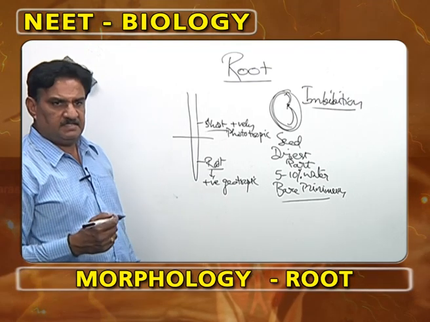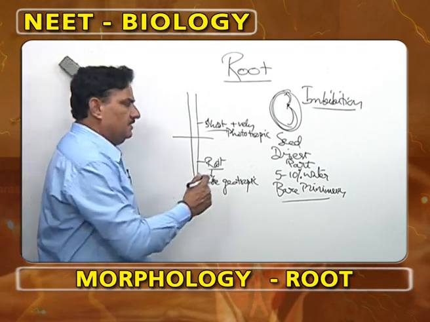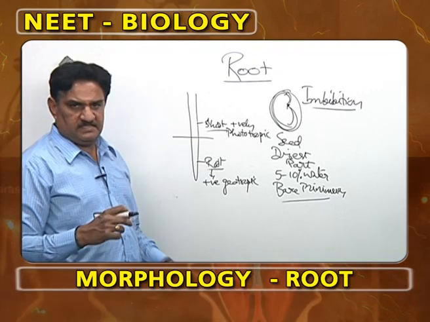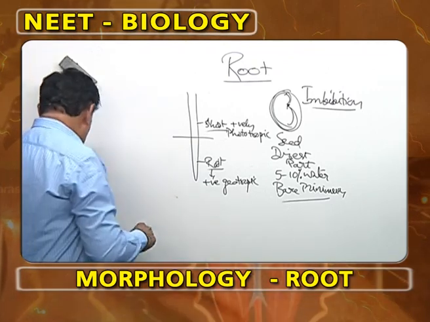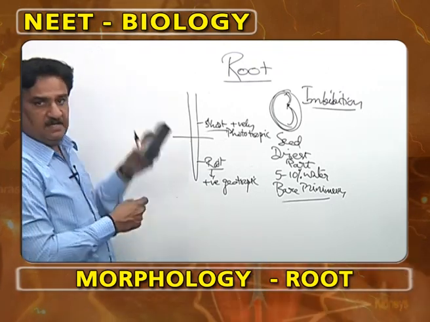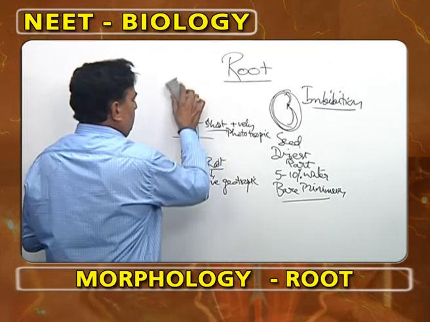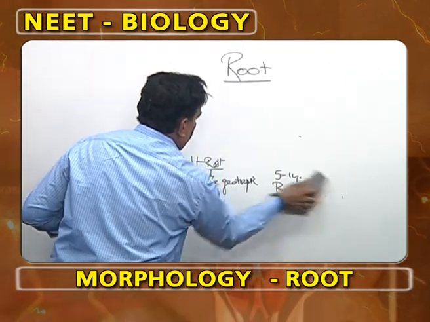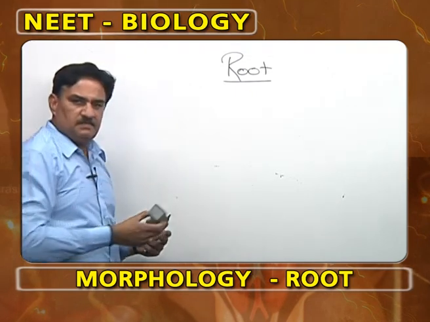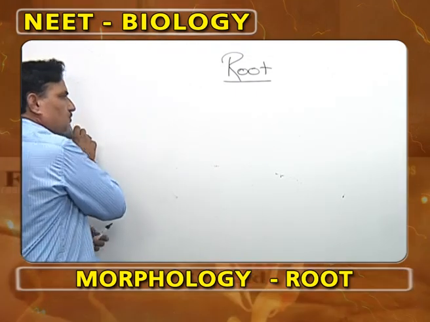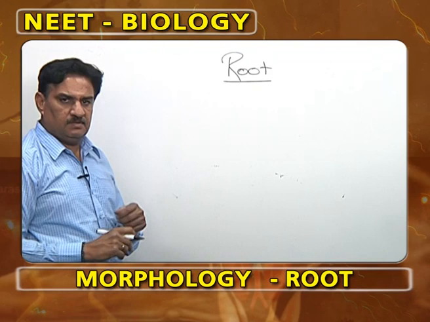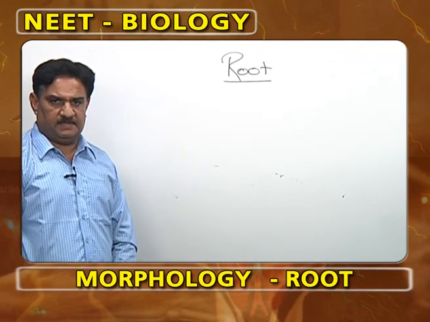By imbibition, seeds absorb water and they swell. Once they swell, the seed coat is broken. The first structure that comes out is the radicle. The structure that follows is the plumule. Radicle develops into the root system. Plumule develops into the shoot system. So that is how seed germination takes place.